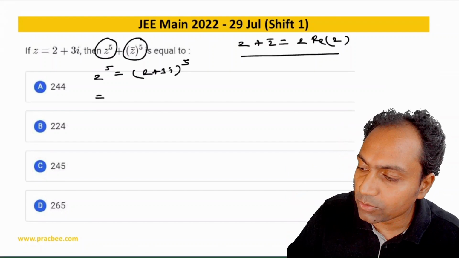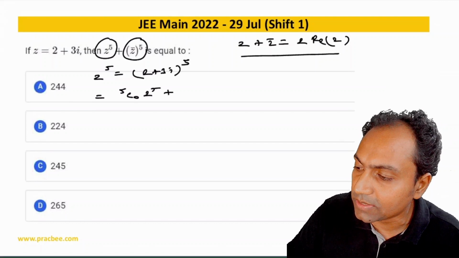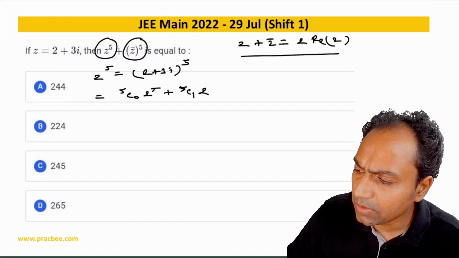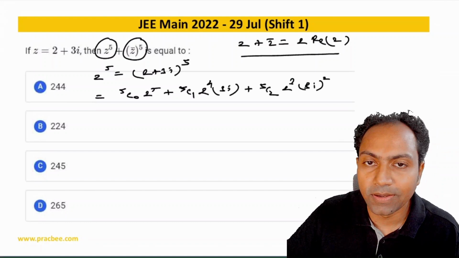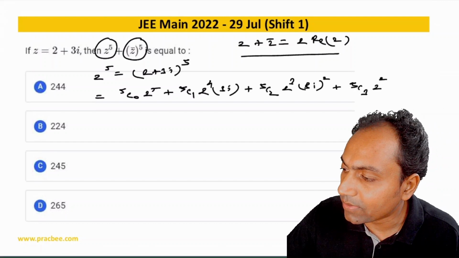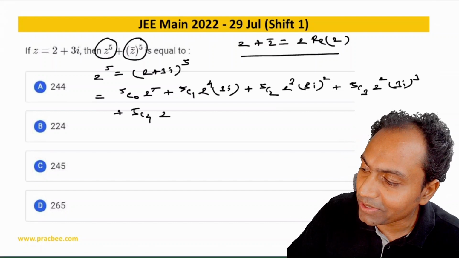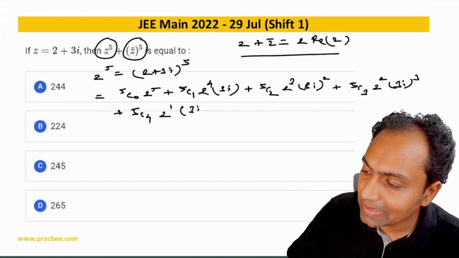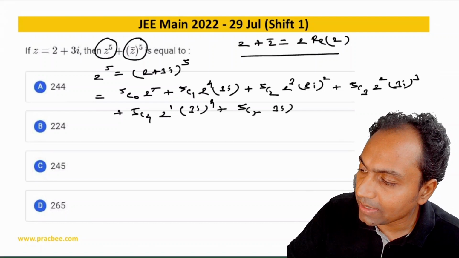If I expand it using binomial expansion, what we get is 5c0 2 raised to the power 5. Next term is 5c1 2 raised to the power 4 into 3i. Next term would be 5c2 2 raised to the power 3 into (3i) whole squared. Next term will become 5c3 2 raised to the power 2 and 3i raised to the power 3. The next would become 5c4 2 raised to the power 1 and 3i raised to the power 4, and 5c5 into 3i raised to the power 5.